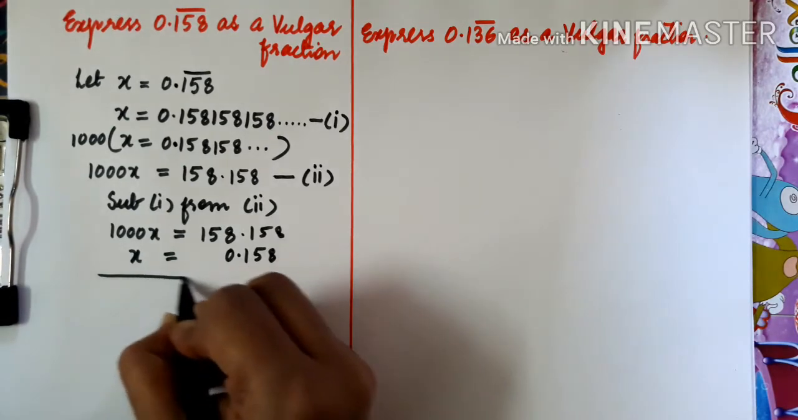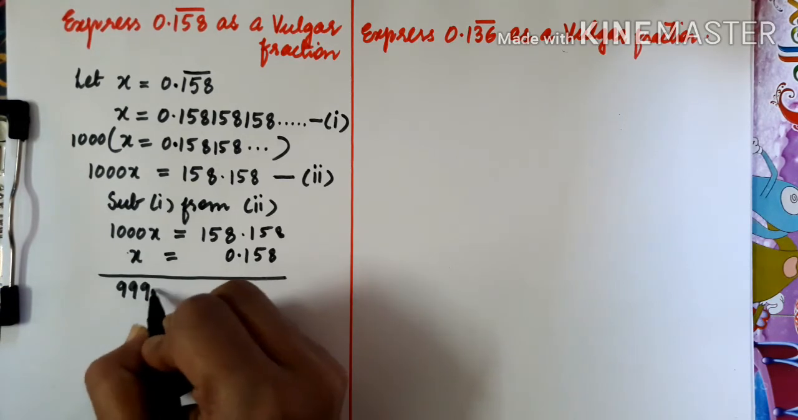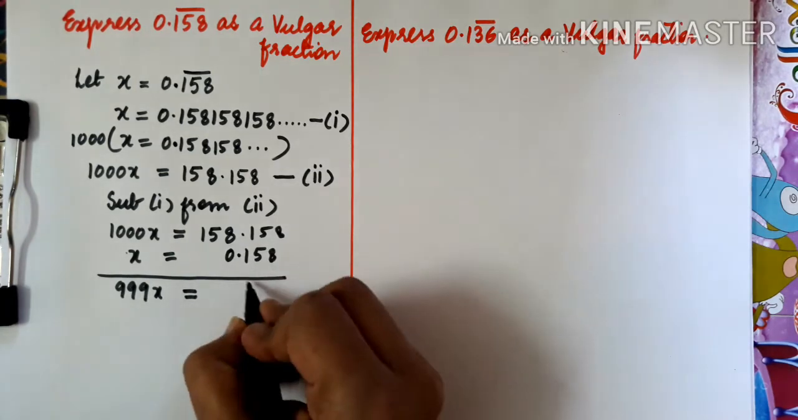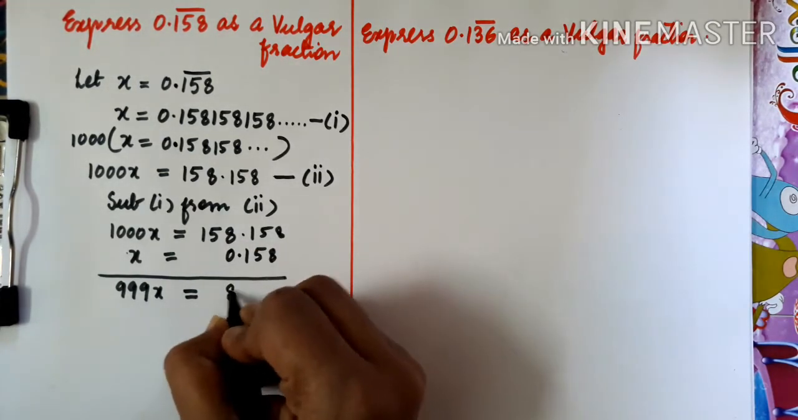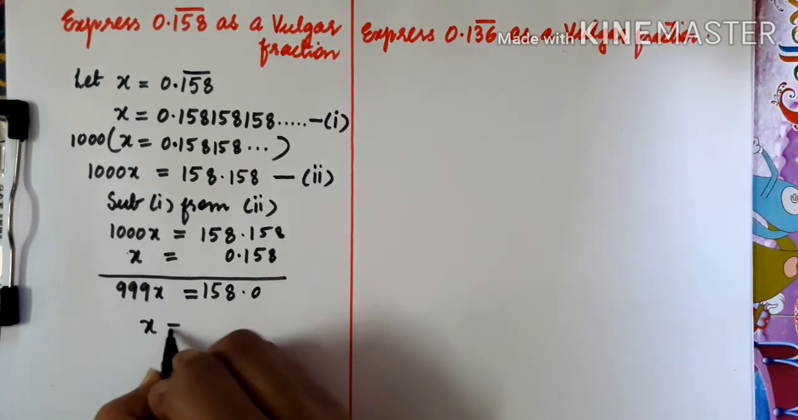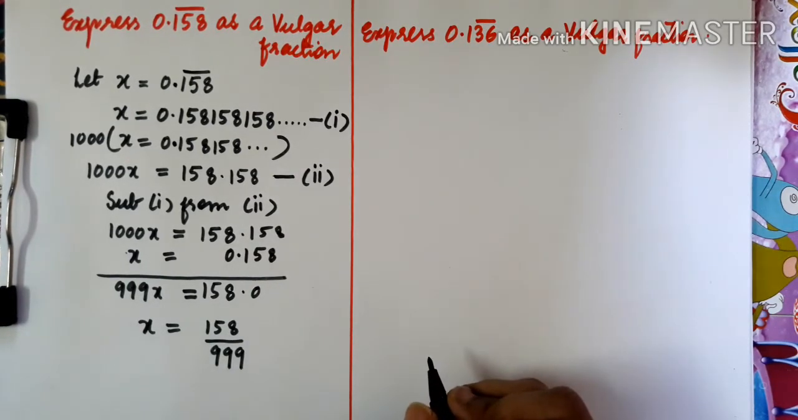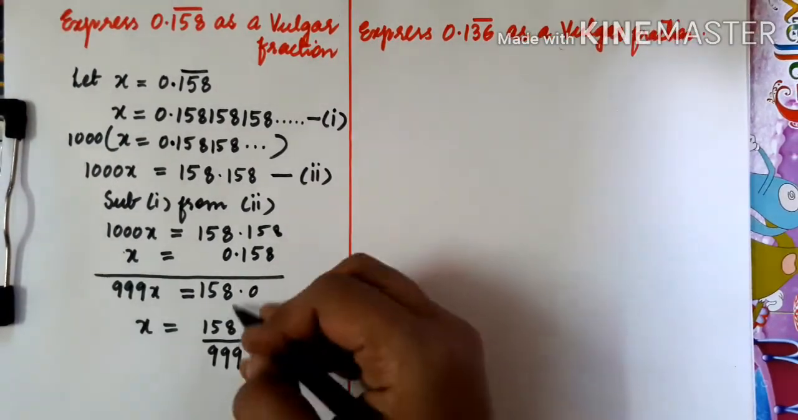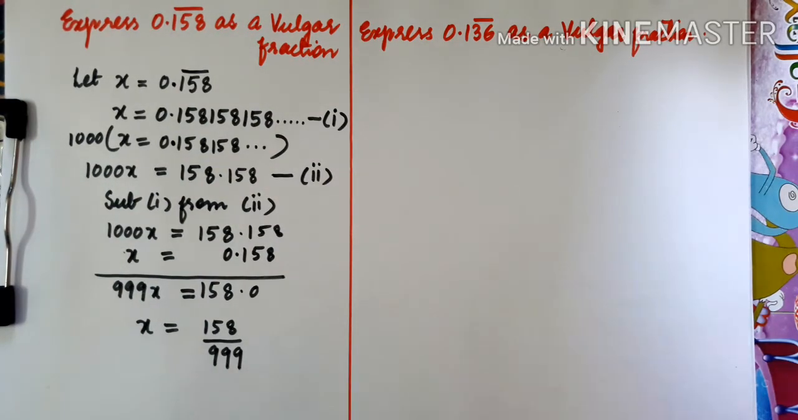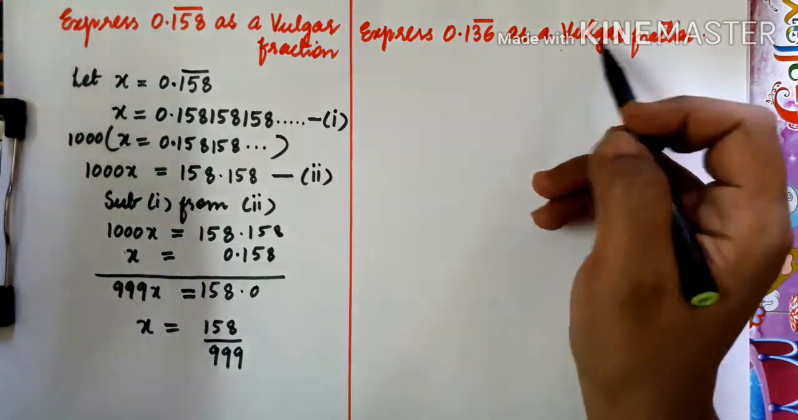So when you subtract, 1000x minus x will be 999x equals 158. The 0 0 0 all become 0, then 8 minus 0 is 8, then 1 5 as it is, then 0.0 and so on. So x equals 158 divided by 999. Further, if you want to calculate this, you can cancel, otherwise you just keep it like this only.